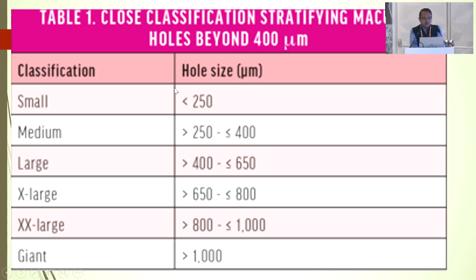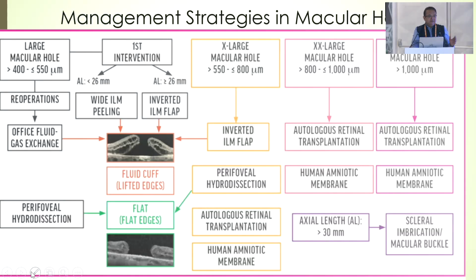If you look at the recent classification, according to the size, the classification has been given. Large macular hole is between 400 to 650 microns. Extra large macular hole is 650 to 800, and large macular holes is 800 to 1000. And above 1000 micron, we label it as a giant macular hole. With the advent of OCT, we can measure this and we can prognosticate our patient.